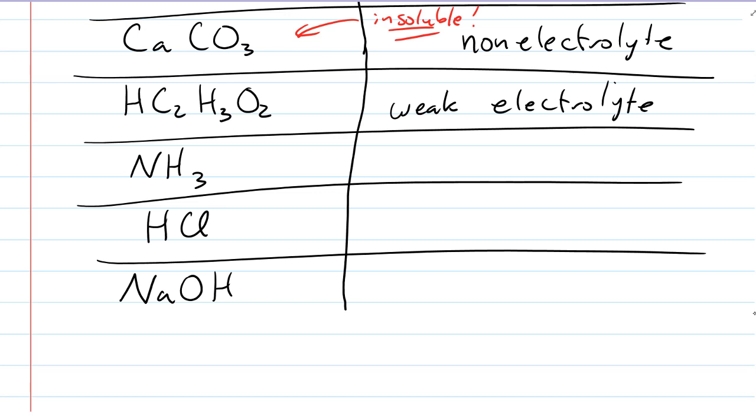Now NH3, oh shoot, did I get this one? I think I forgot to grab NH3. We can't do NH3. Oh, yep, here it is. NH3. What is NH3 commonly known as? Ammonia.